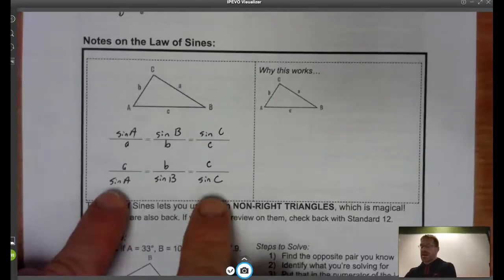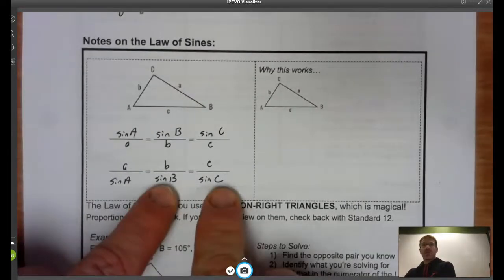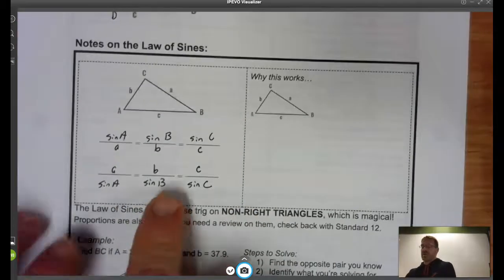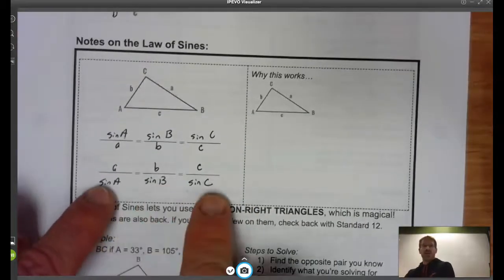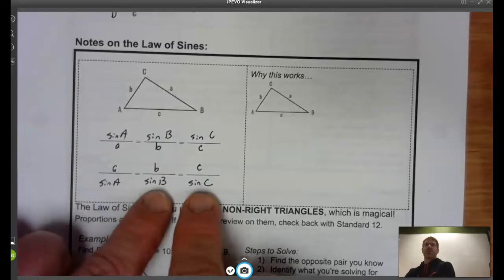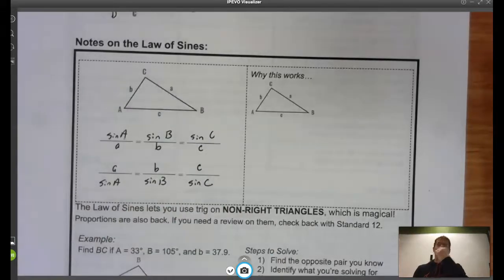All right, and I can set any pair equal to each other to create a proportion. So we have all three equal to each other, but that means I could do these two together, I could do these two together, I could do these two together. Which pair depends on what information I have, and we'll see that as we work through some examples.